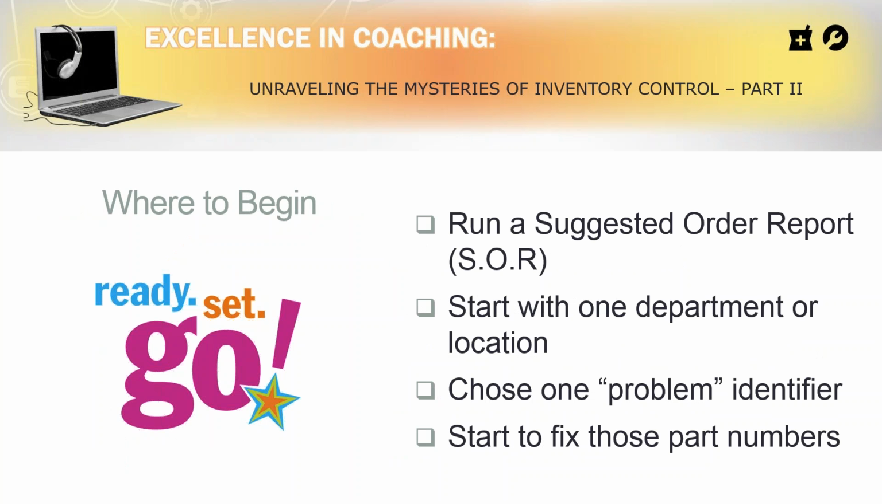So where do we begin? Okay, we're going to run a suggested order report. We're going to start with one department or location. We're going to choose one of the problem, so to speak, identifiers, and then we're going to start to fix those part numbers. So I'm going to pull up Paladin here, and I'm going to show you guys how to run a suggested order report within one department or location and what that looks like, okay?